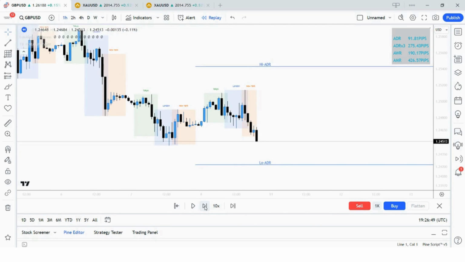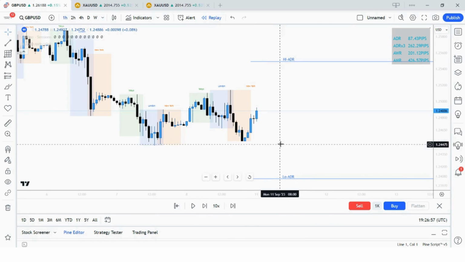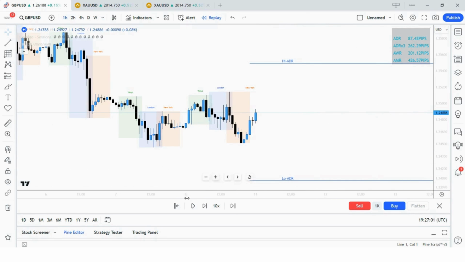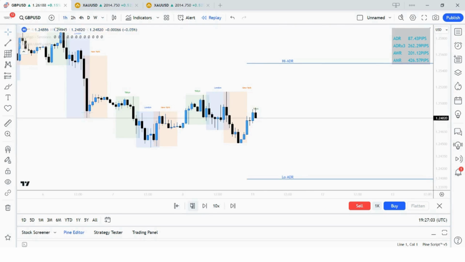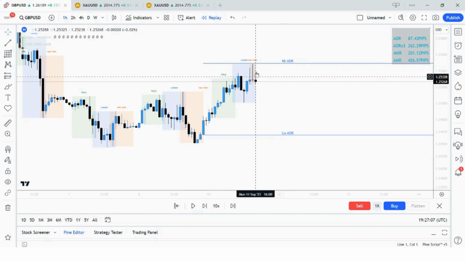So as you can see, right, the market did not meet its ADR range, and again, this can suggest that there's consolidation and the institutions are injecting liquidity into the market. Now today's ADR is 87.43 pips. Now let's see what happens, right? So price meets its ADR high, right?